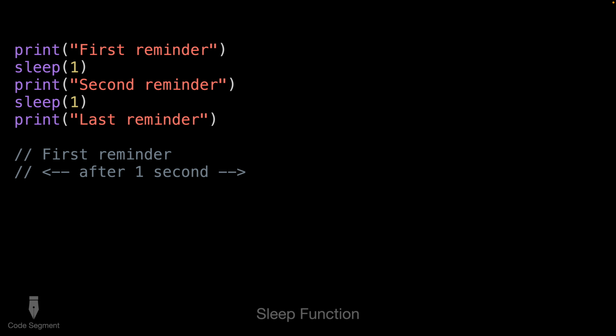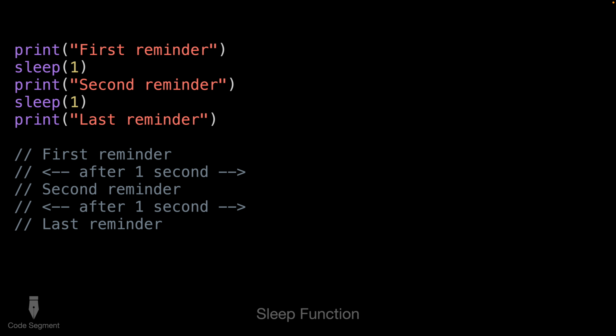It will, after 1 second, print the second reminder. Then we have sleep again, and after 1 second, it will print the last reminder. So basically, you have these pauses in execution. If you do this in the terminal, you will see first reminder, then something that feels like more than 1 second to you probably, and then second reminder. And this is how you can delay things, right?